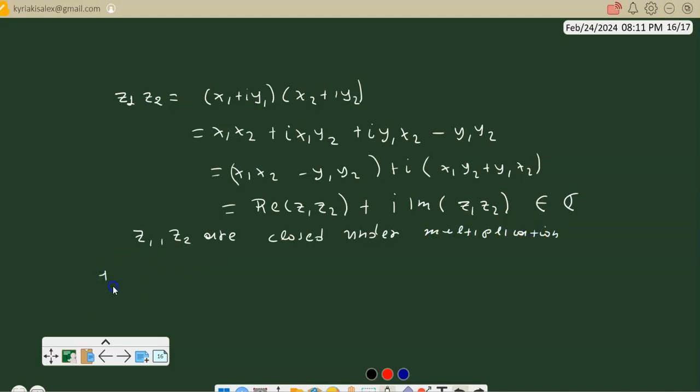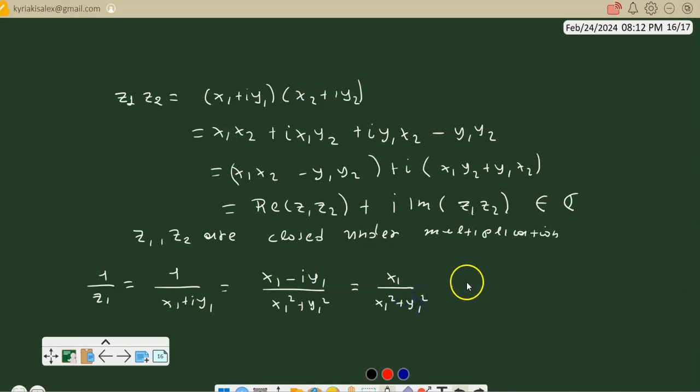Now let's take 1 divided by z1. We multiply by the conjugate complex number, numerator and denominator, so it's x1 minus i y1 divided by x1 squared plus y1 squared. And this is x1 divided by x1 squared plus y1 squared minus i y1 divided by x1 squared plus y1 squared, which is a complex number.